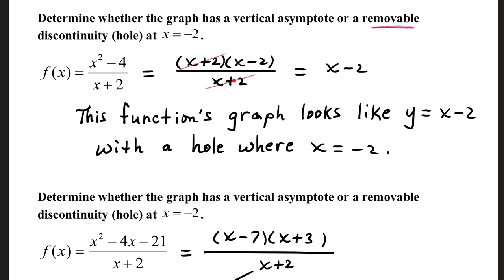Because the factor in the denominator can be removed through canceling, that tells us that x equals negative 2 is a hole in the graph. In fact, if we were to graph this function, it would actually look like the line y equals x minus 2, but it would have a missing point where x is negative 2. Specifically, the hole would be at negative 2, negative 4 once you sub that in.